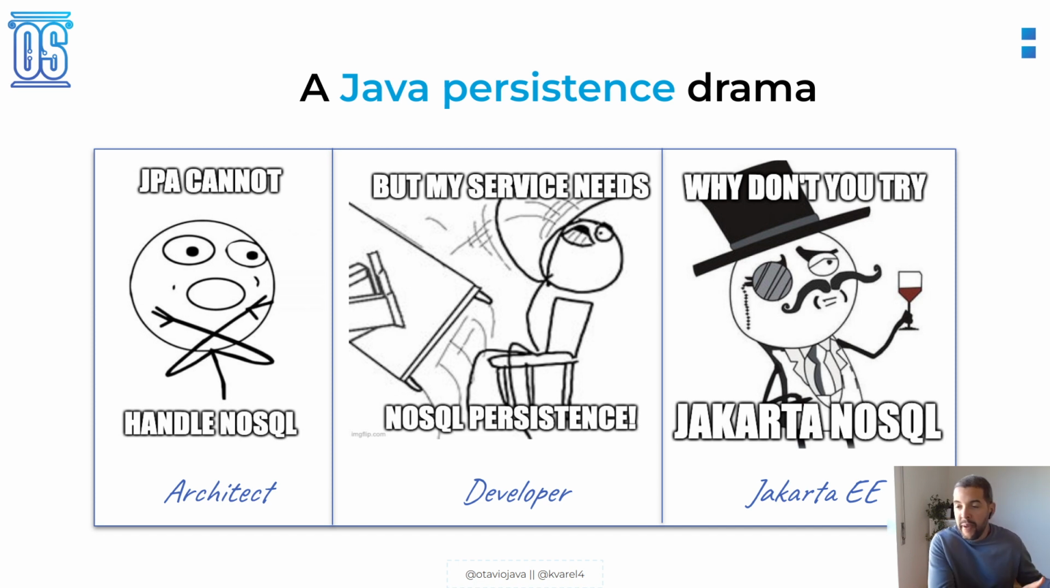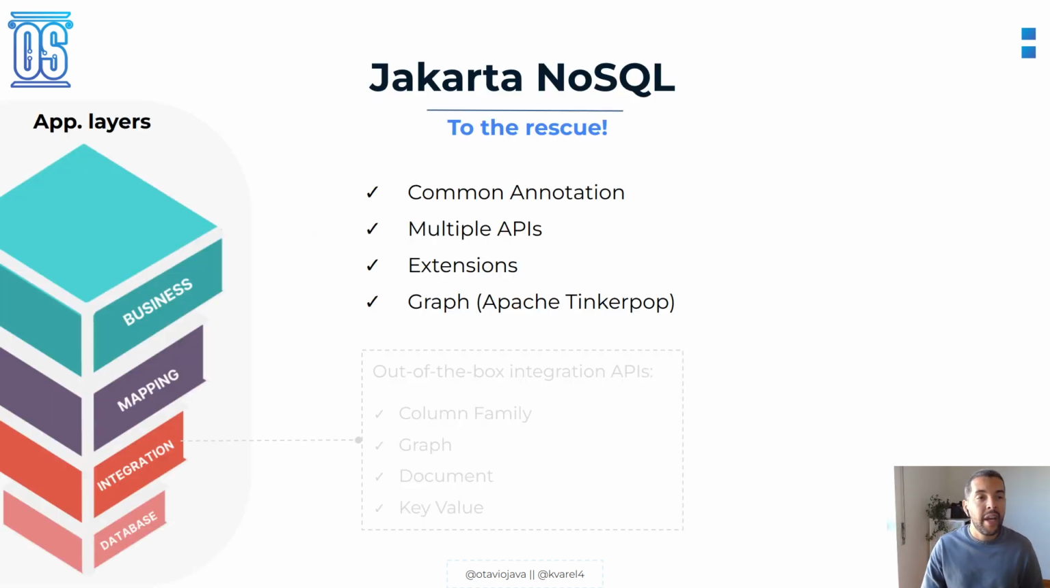So JPA is relational, and we need a standard to know SQL. And that's why Jakarta NoSQL was born. It's a Jakarta EE specification. It was the first one around. And the main idea is to make it easier for us Java developers to explore Jakarta and Java with NoSQL databases.